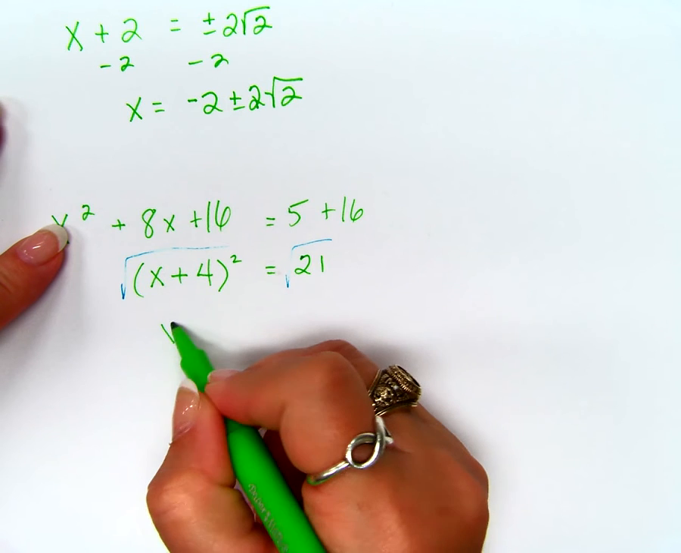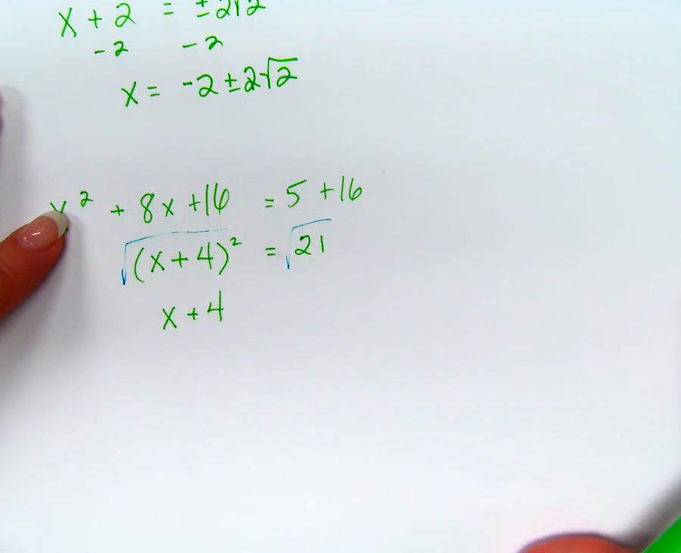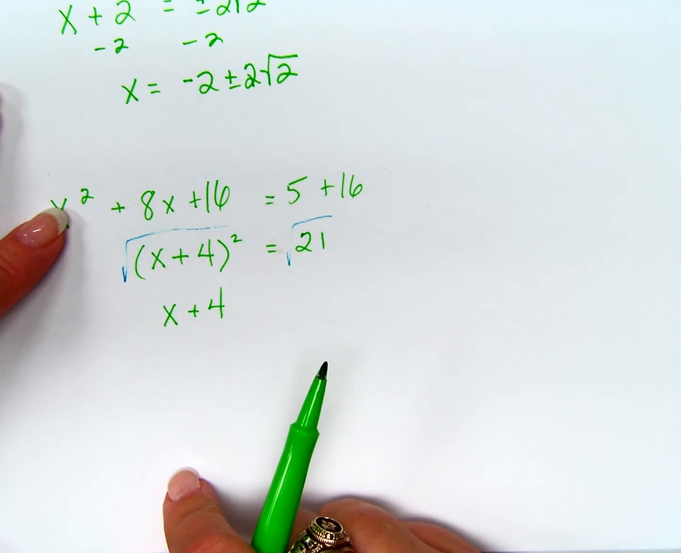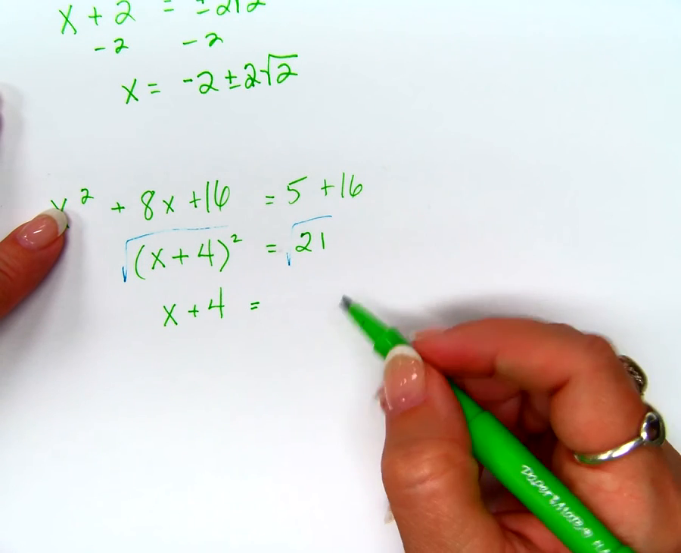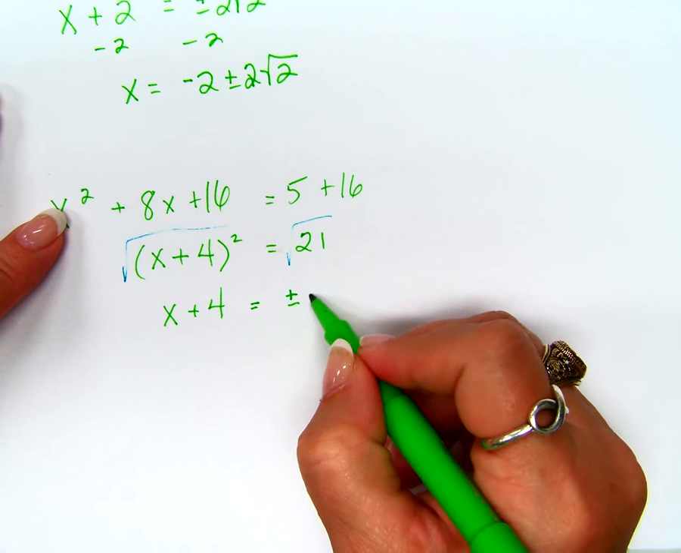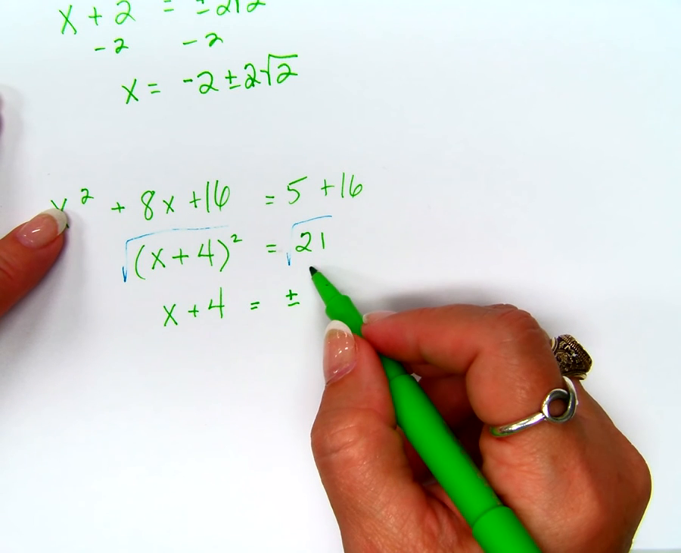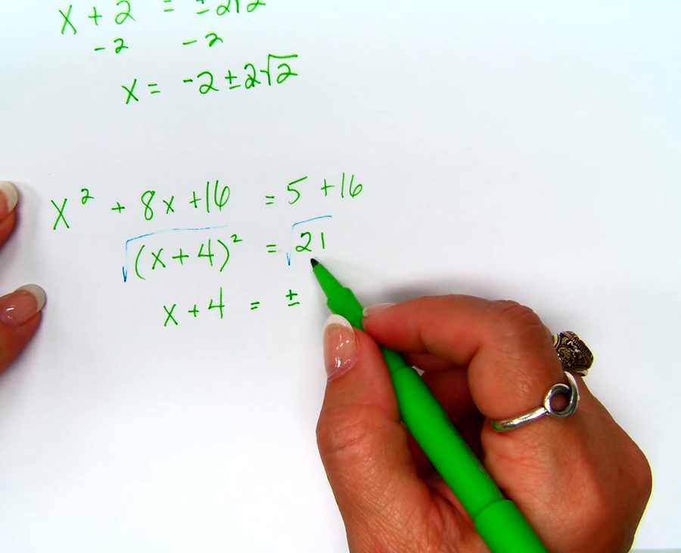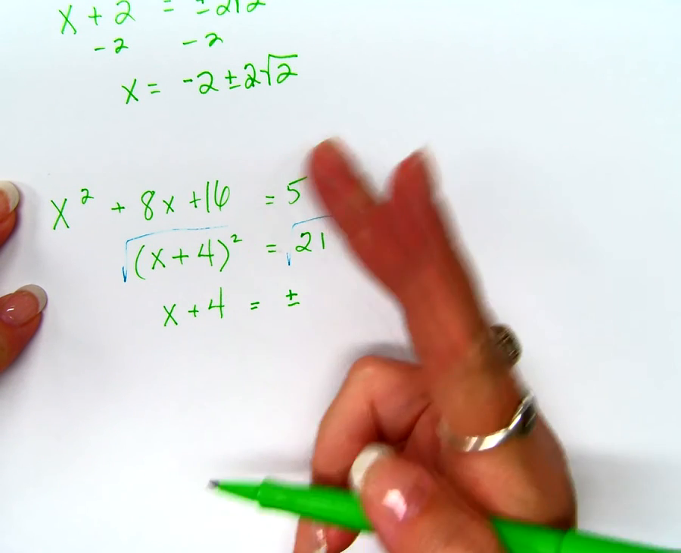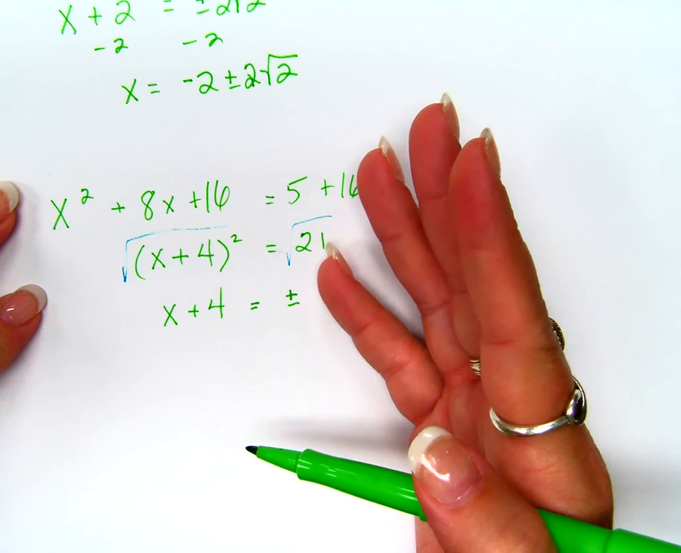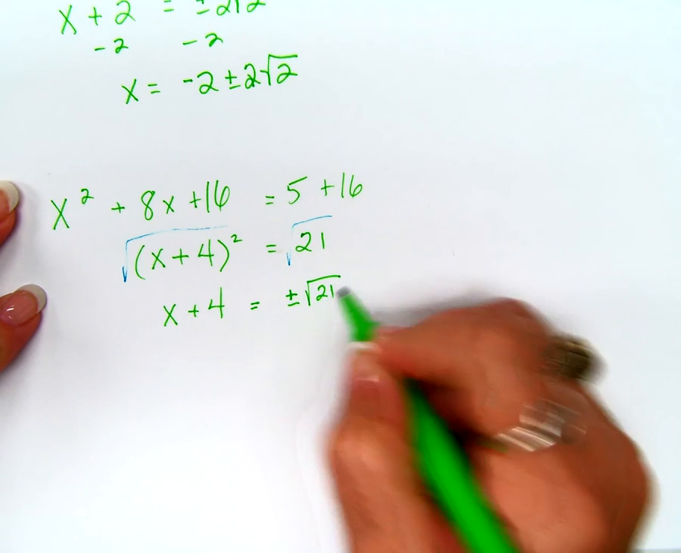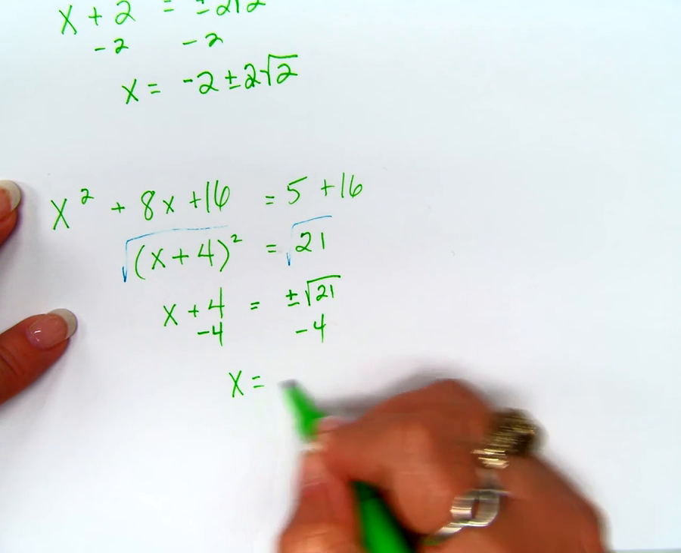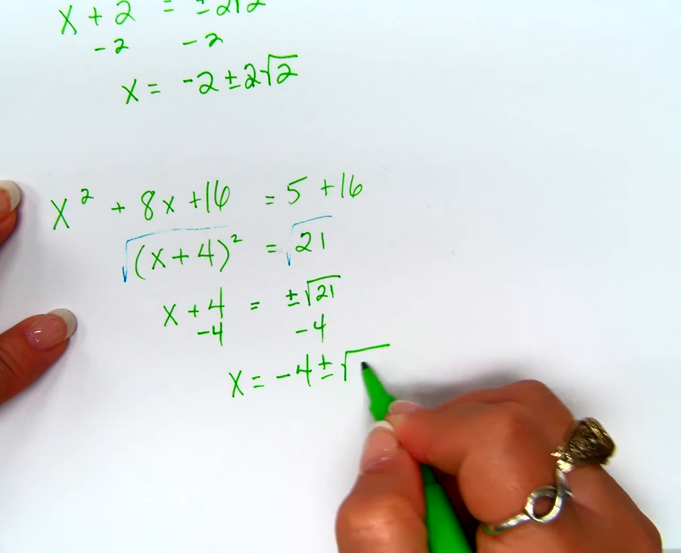On the left-hand side, I just end up with x + 4, because remember, when I'm square rooting something that's being squared, I just get the original thing. Okay? And what do I have on the right-hand side? Plus or minus. Do you know the square root of 21? Neither do I. Do I know anything that divides into 21 that's a squared number? 1, 3, 7, 21. Nope. So it just stays the square root of 21, right? Then when I subtract 4 from both sides, x is going to equal -4 plus or minus the square root of 21.